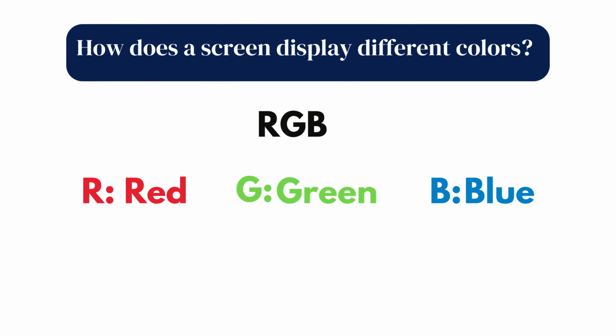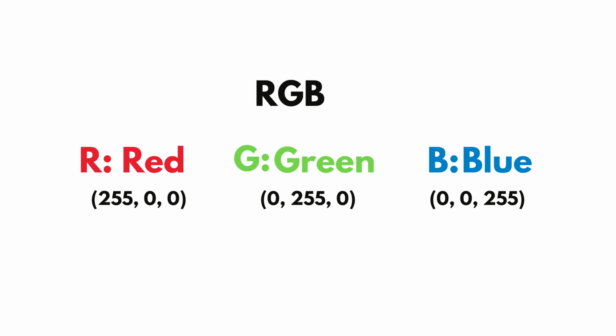But wait, how does a screen display different colors? Enter RGB: red, green, and blue. Every pixel on your screen is made of tiny lights in these three colors. By mixing different intensities of each, we get millions of colors. Each color is represented by three numbers.